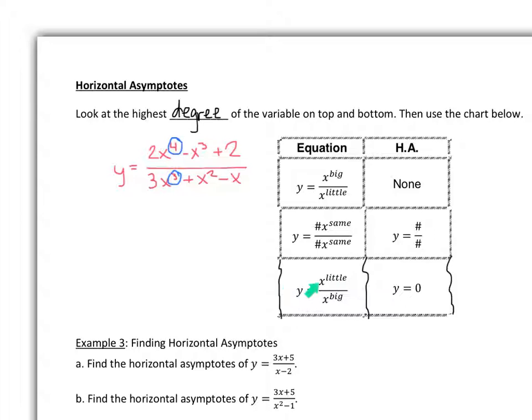Now let's go and look at this one down here. We'll just switch them. Okay, so let's make 2x cubed minus x, that's already there, minus 2 over 3x to the 4th plus x squared minus x. What's the highest degree on top? 3. What's the highest degree on bottom? 4. So now the little one is on top of the big one. That means the horizontal asymptote is y equals 0. The little one eats the big one and gets really fat, like a 0.